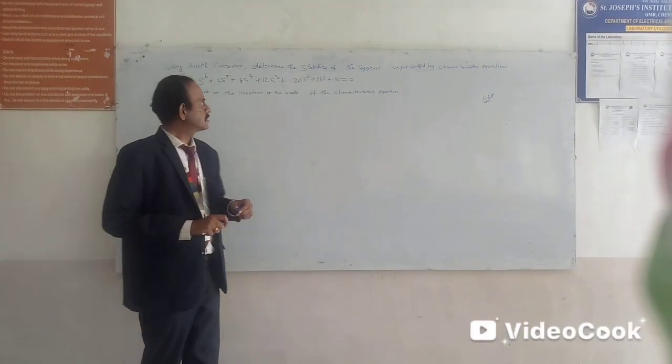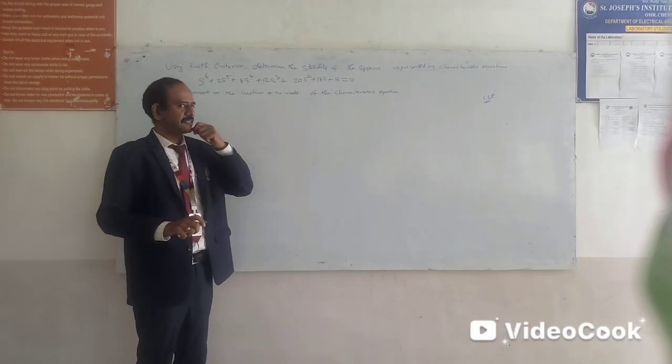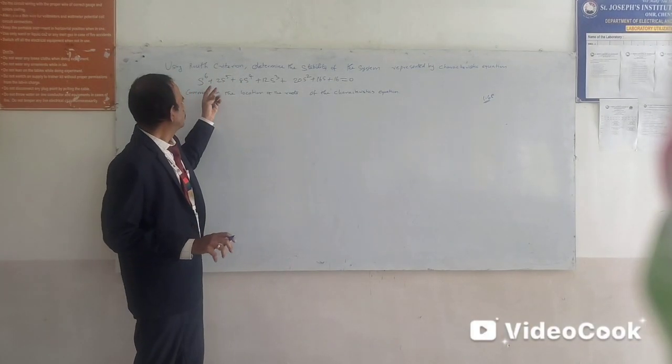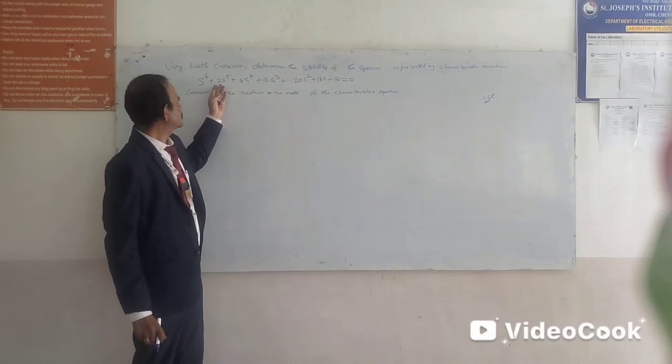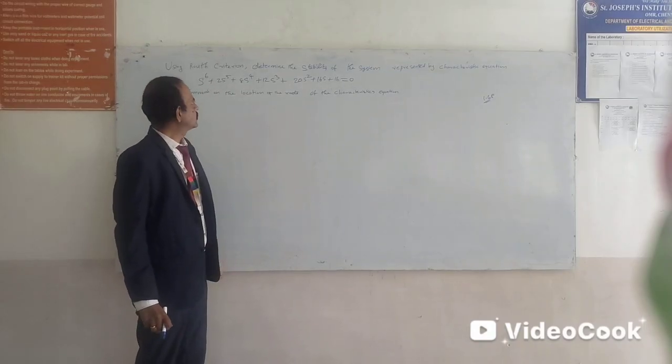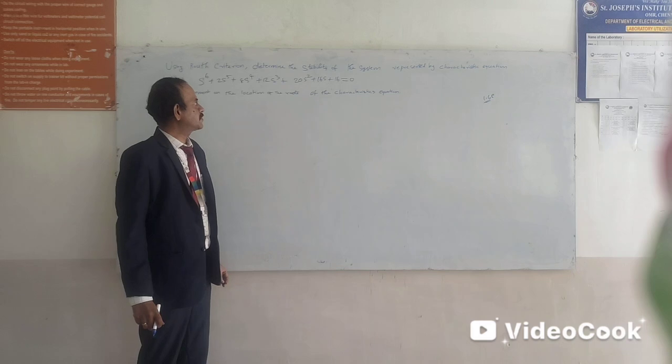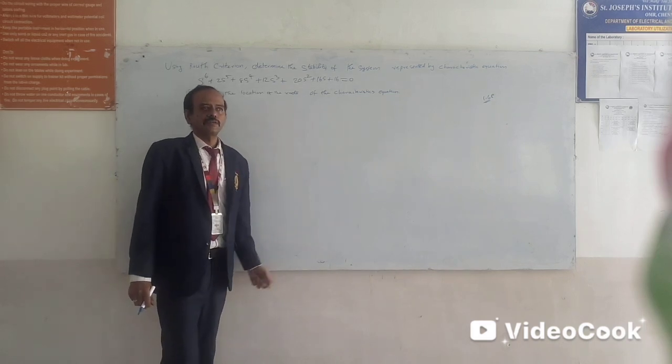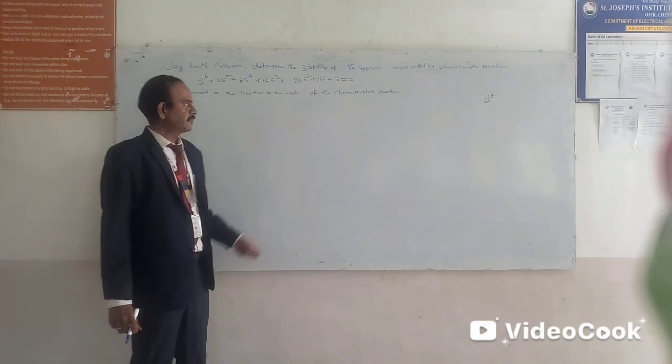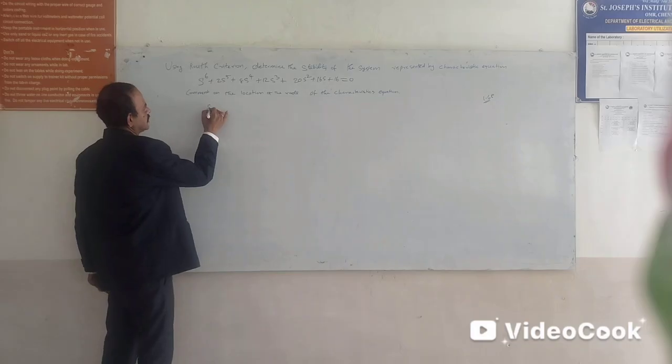Morning students. Move on to the next problem. Using Routh-Hurwitz, we will have the second type of problem: S power 6 plus 2 S power 5 plus 8 S power 4 plus 12 S cube plus 20 S square plus 16 S plus 16 equals 0. Can you solve this type of problem? Start with S power 6.